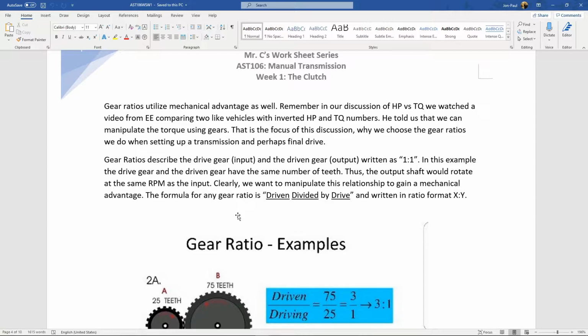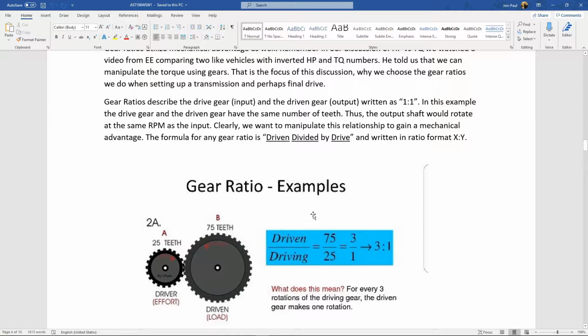So right here, this is the part I need you to remember. Driven divided by drive is the equation. Anytime we have two gears, which is what gear ratios are, we've got two of them, and I'm trading force for distance. So one of these is not going to spin the same RPM. But if it spins less RPM because it's smaller, it will achieve greater force. And the way we find this out is driven divided by drive.